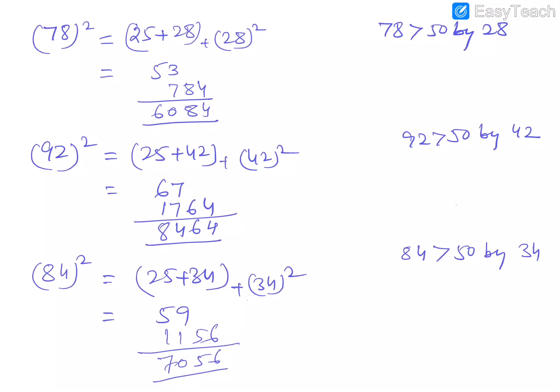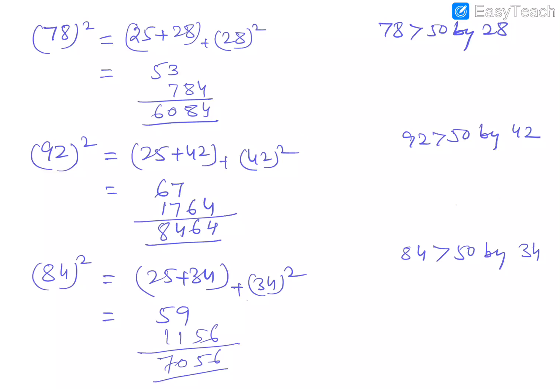Now the square of 78. 78 is greater than 50 by 28, so we will add 28 to 25 and write the square of 28. This is 53 and the square of 28 is 784, which will be written like this, and their sum is 6084.